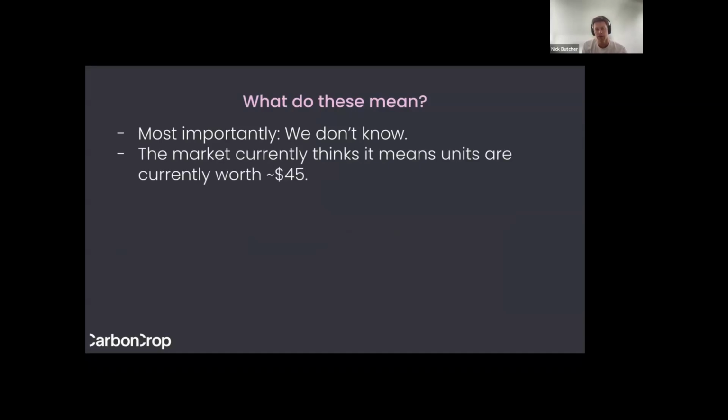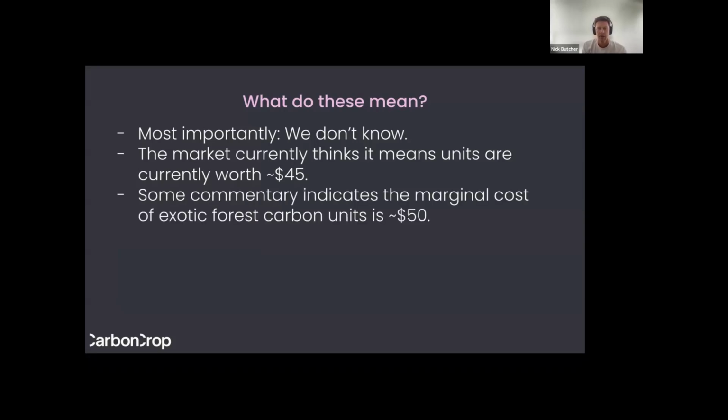The whole point of the market to some degree is that it provides a sort of independent signal on what a unit is worth, and the market currently thinks, having balanced all of these factors, that a unit is worth about $45. There's various commentary and analysis that suggests that the long-term marginal price of exotic forest carbon units is about $50. So that's the price which has to be in place for someone creating a new exotic forestry unit to decide that it's worth doing. There's various questions there around particularly what time frame you're talking about.